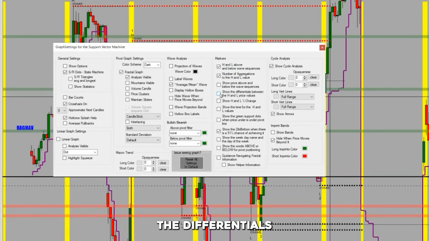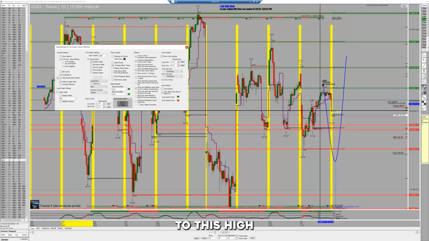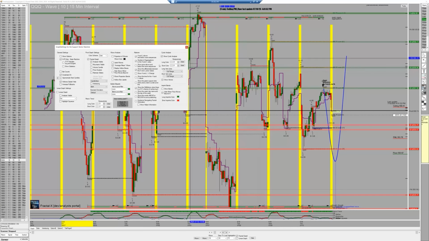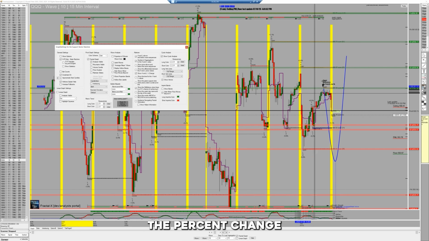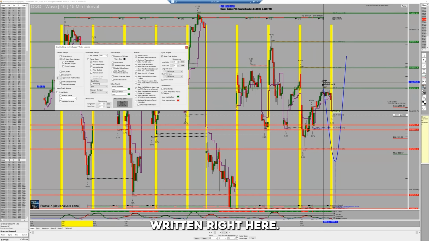Show the differentials between the H and L price. Basically, it tells you right here that from this low to this high right here, the difference was $2.05. That's all, from the cycles. Then it shows you the percent change value from that cycle, 0.4%. It's written right here. From this low to this low, there was 0.5%. Does that make sense? That makes sense.